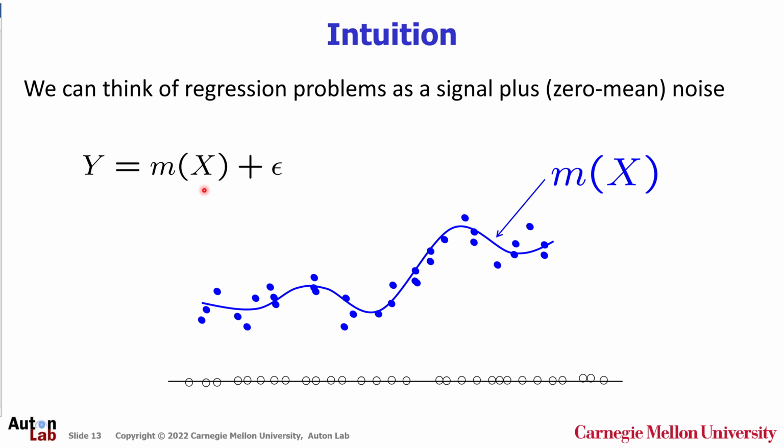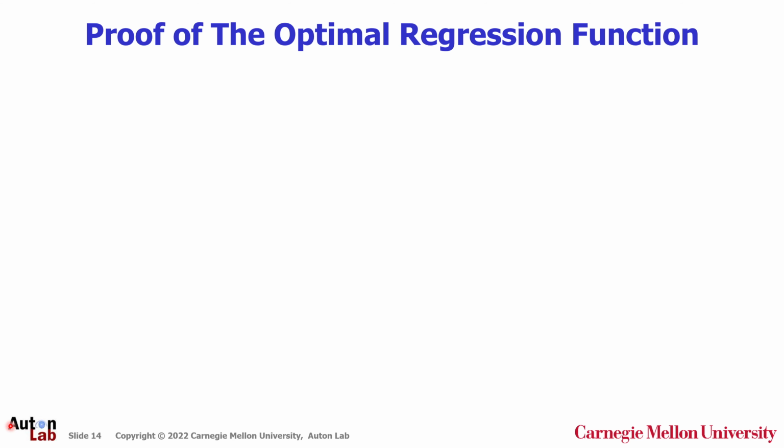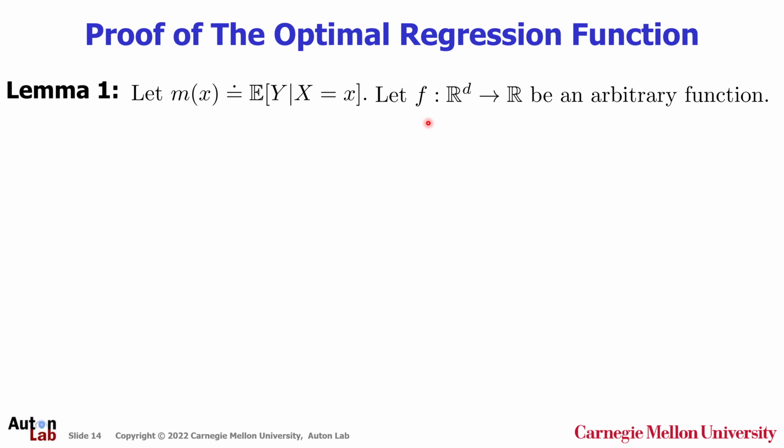In what follows, we will prove our first main theorem, which claims that the optimal regression function m(x) is the expected value of y given x. To prove this theorem, we will need a simple lemma first. Let function m denote the expected value of y given x. Let f be an arbitrary function that maps from a d-dimensional space to the space of real numbers. This lemma claims that the expected value of (f(x) minus m(x)) multiplied by (m(x) minus y) is 0. So for any function f, this expectation will always be 0.